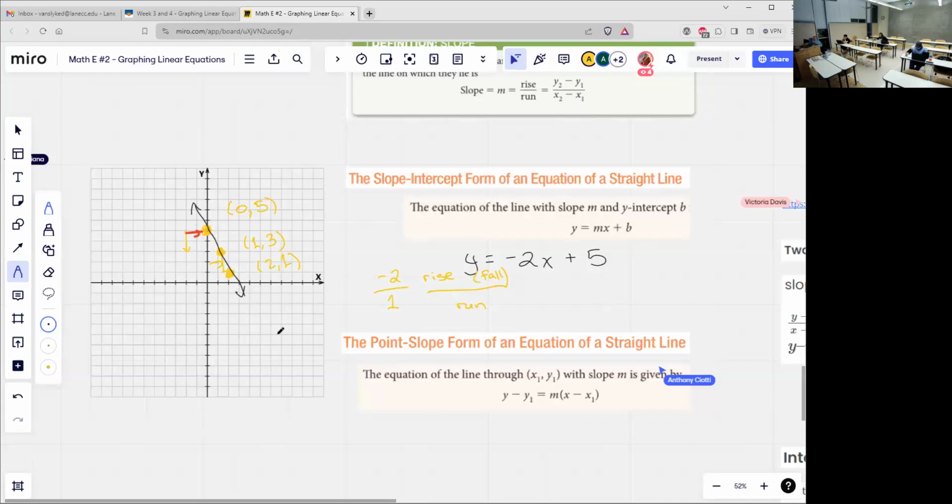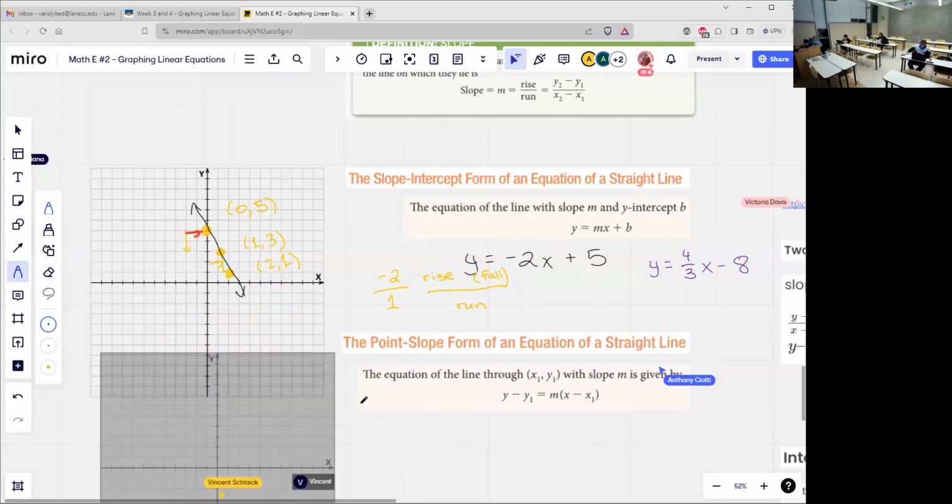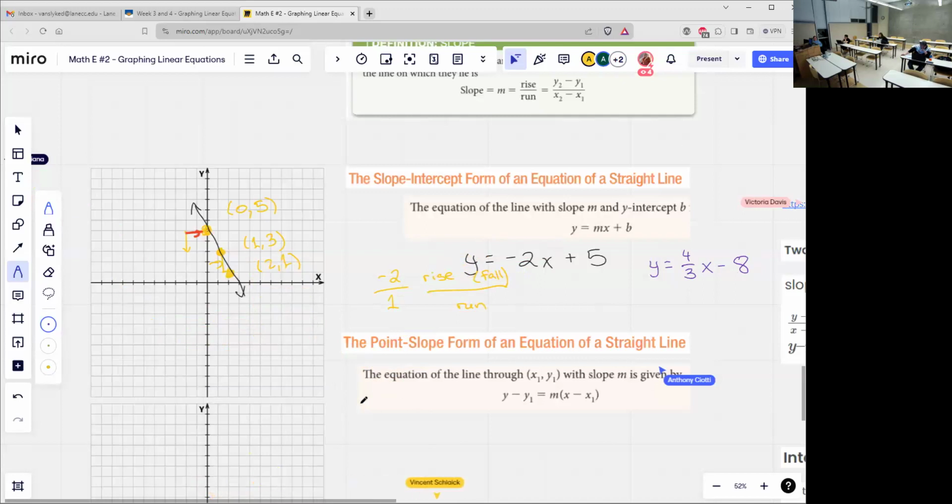Let's do another one in a different color. Let's say, show me y equals 4/3 x minus 8. So what's the first point I would draw for the purple line? We can do it on the same coordinate plane, or we could make another one.